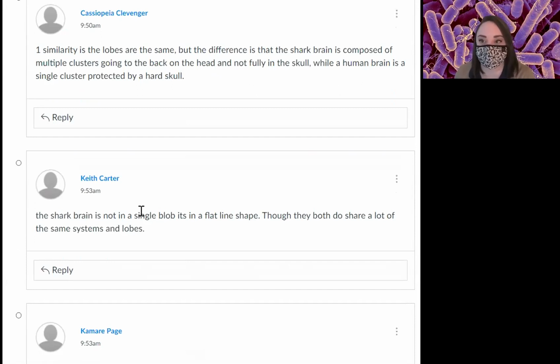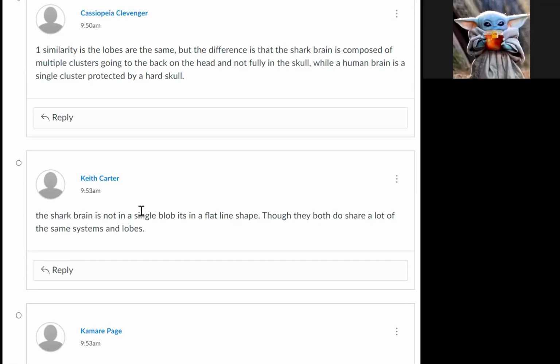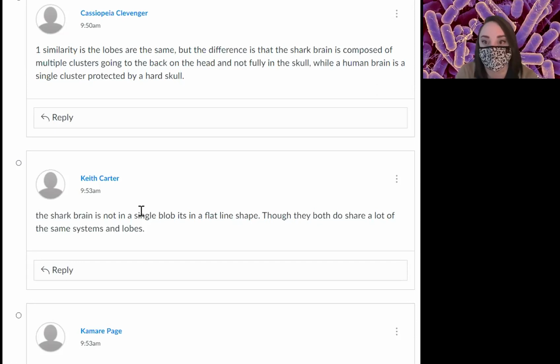Loads are the same. Okay, so Cassie's kind of describing, rather than it all being clumped together, it kind of spreads out along the line of the skull. So its orientation or structure is different, right? So it has parts that allow it to do and pick up on the same things, but the position is different, right? Good, that's a very good observation.